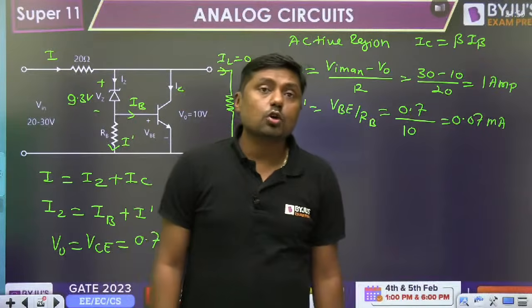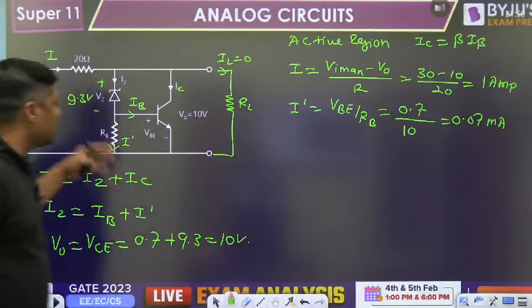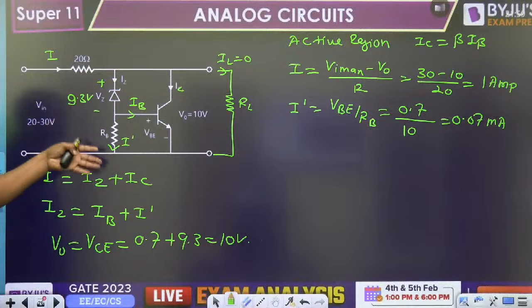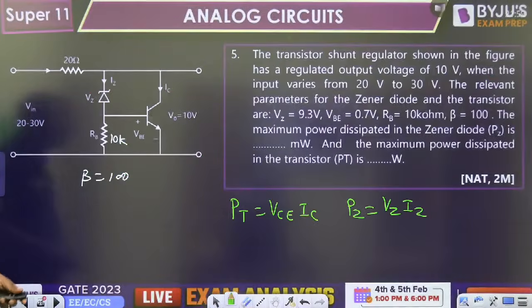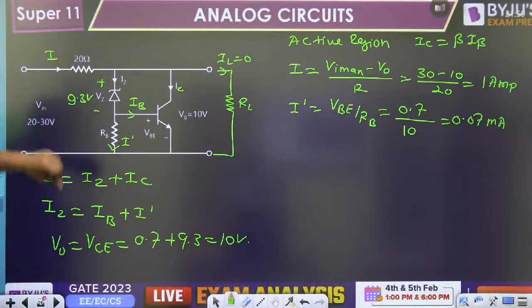Negligible current, that is called bleeder resistance. It will pass the extra current. If the IB is very high, then it will pass the extra current. But again, when I am choosing RB equal to 10 kilo ohm, there is negligible current through this one. Okay, that is the approach to solve.